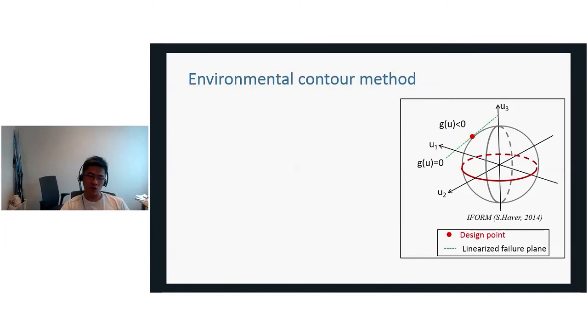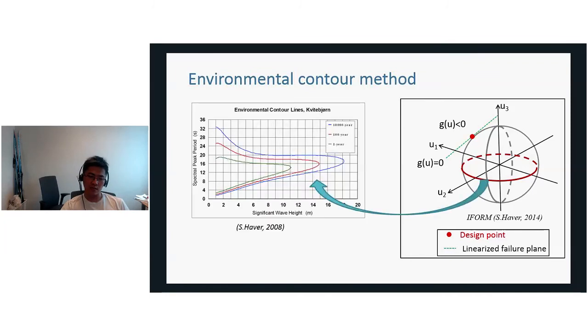If we transform this circle from the U space to the physical space, the environmental contour lines corresponding to 1 year, 100 years, and 10,000 years will look like this. You can get any return period you want. You can simulate all the cases on the contour line, and the one that gives the largest response is considered as the design case.